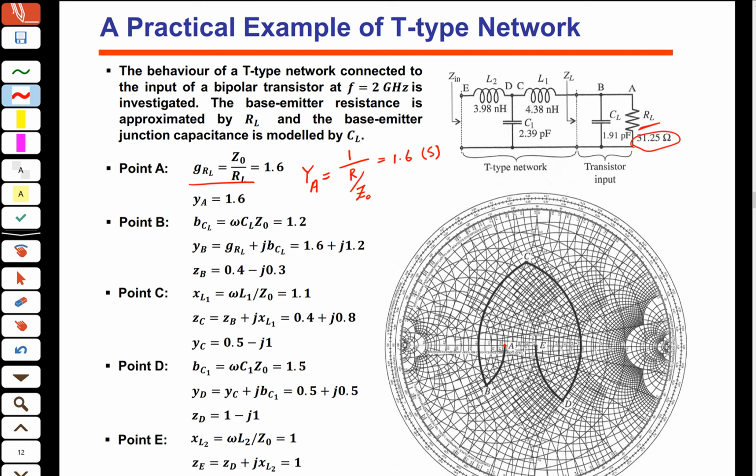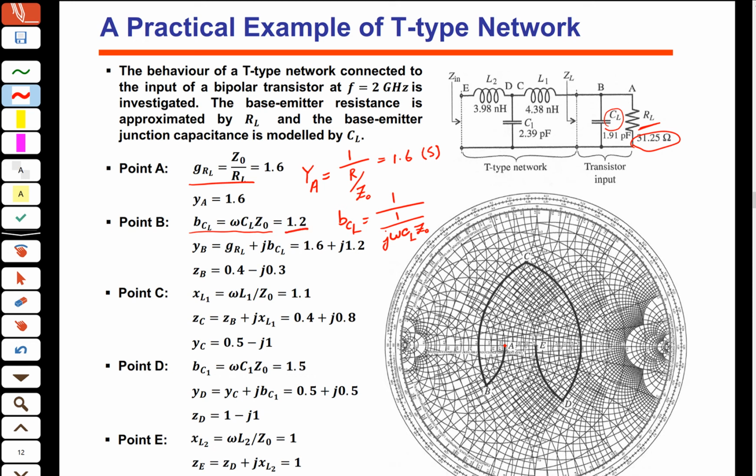And then the next step is to add this capacitor, CL, and again in the admittance you have to find the value for the susceptance of this capacitor, which is coming from this formula, susceptance is coming from 1 over J over C, J omega C, and the value is this.